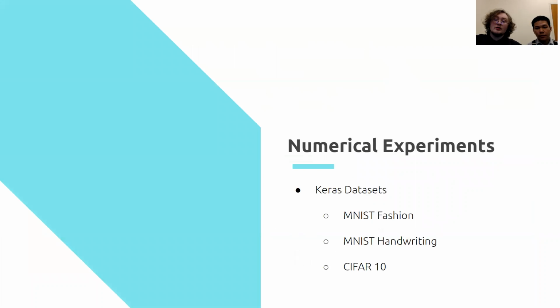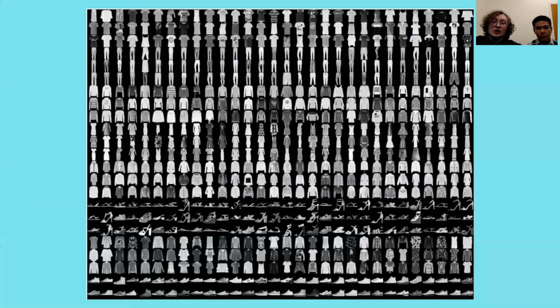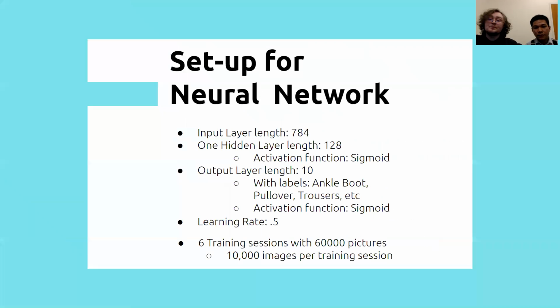So with our capstone, we did numerical experiments with 3 different data sets that Carousel allowed us to use: MNIST fashion, MNIST handwriting, and the CIFAR-10. We focused mostly on the MNIST fashion data set, which gave us 60,000 training images and 10,000 test images. These are some example images that we had to work with, where we had many different types of pants, shoes, shirts, dresses, 10 different types of clothing.